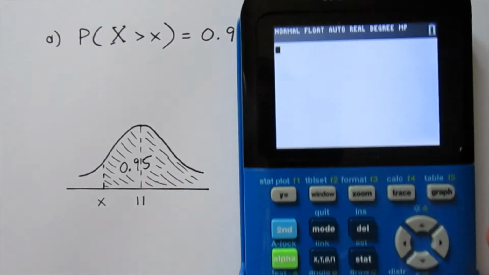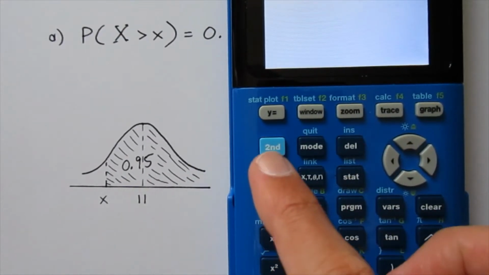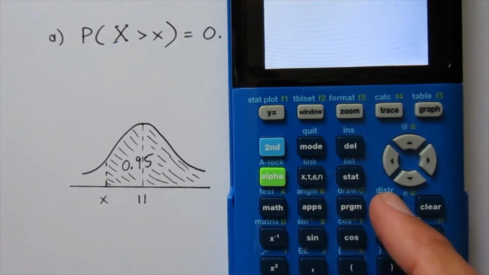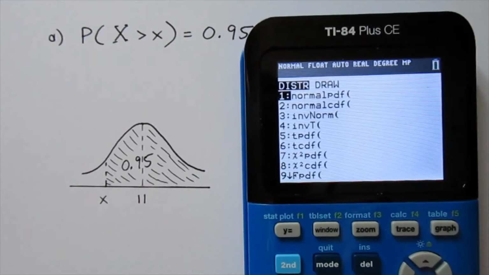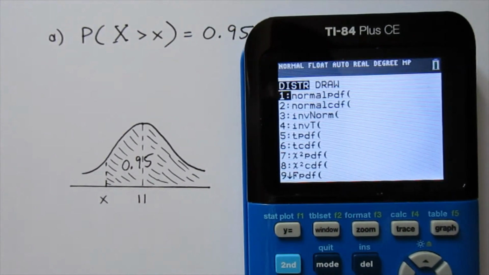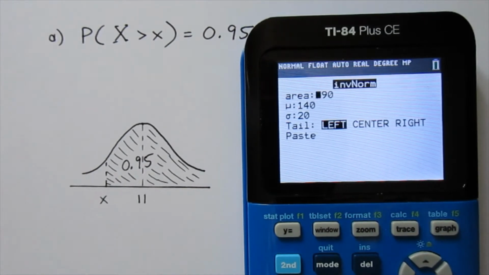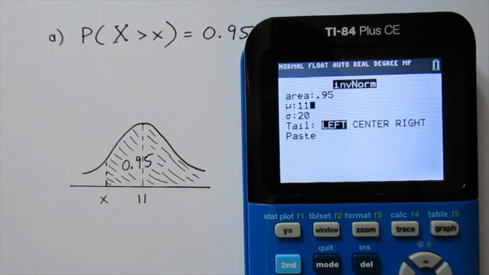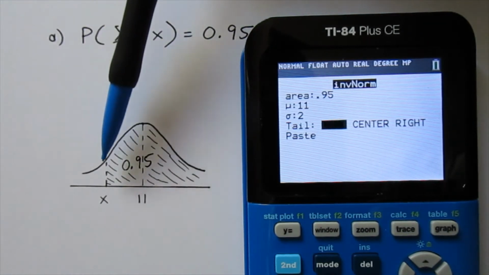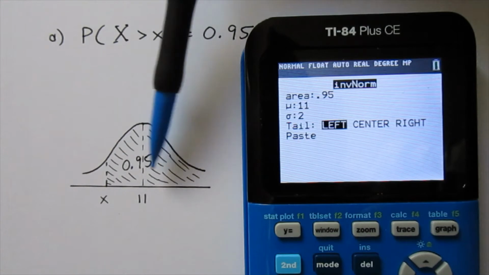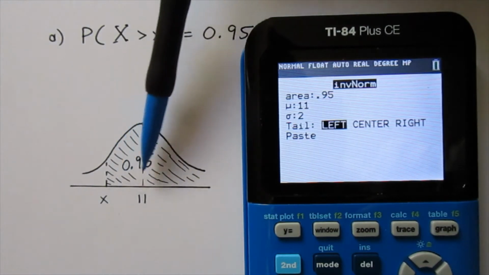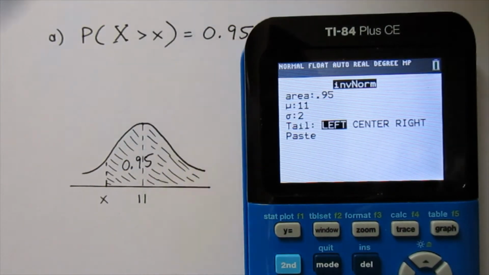The inverse norm command. So second, and then DISTR. Inverse norm, that's choice 3. Okay, so the area in this case, 0.95. The average is 11. Standard deviation 2. Okay, now in this case, I've shaded the right tail. See, the area that I've shaded is to the right of the unknown value that I'm interested in.